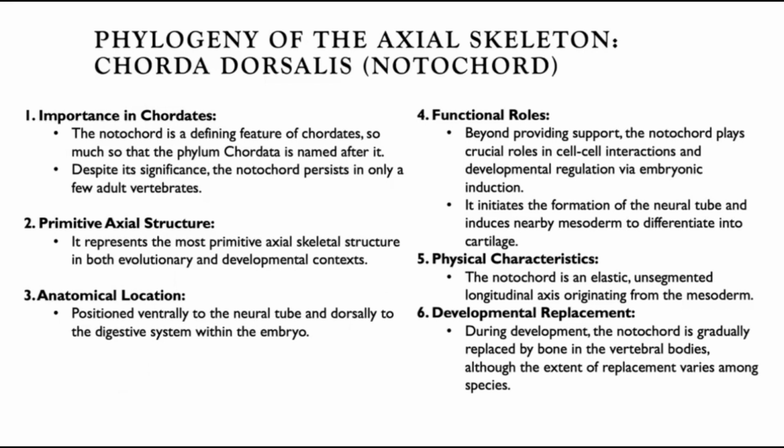It provides support. It helps with cell-to-cell interactions, where the cells are telling each other where to go and what to become in embryonic induction. And it will form the neural tube, and it will basically tell the mesoderm to become parts of the cartilage. Now, the notochord is elastic, it's unsegmented, it's a longitudinal axis that comes from the mesoderm. Okay, so these are all just quick facts to know about the chorda dorsalis, or the notochord.